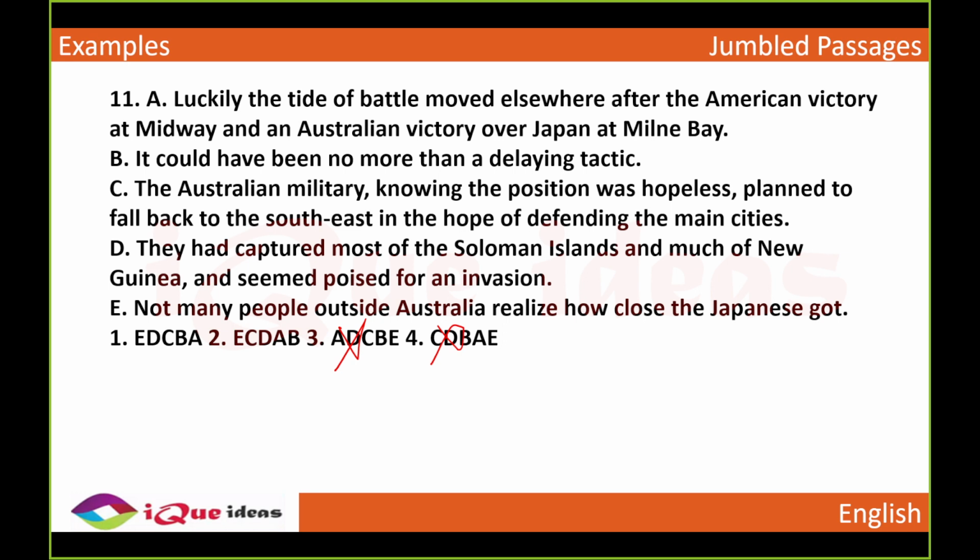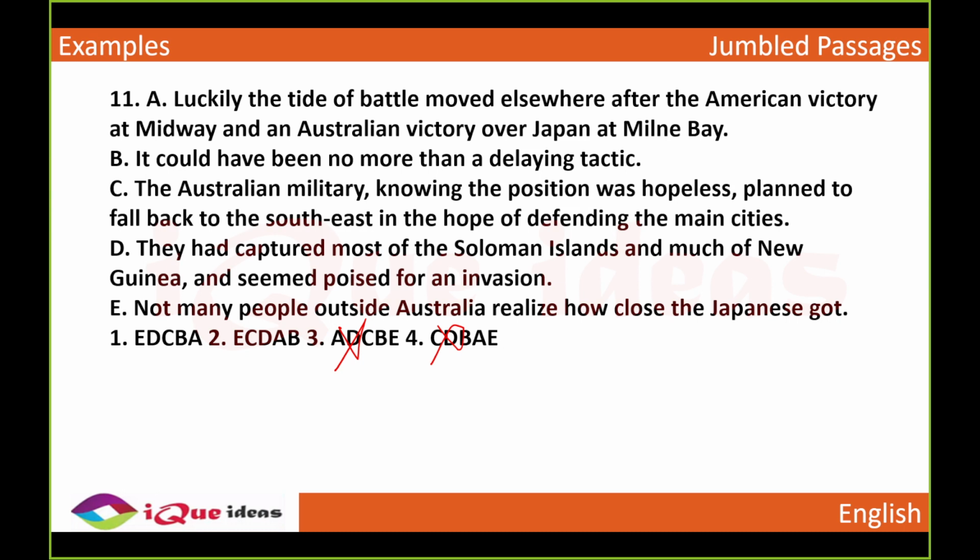Okay. After that, see, the Australian military knowing that the position was hopeless. So the Japanese are going to attack, so Australia knows the position is hopeless. The Japanese had captured, so the Australian military knew that it was Australia, right? So they could not do something. It was no more than a delaying tactic, but finally something else happened.